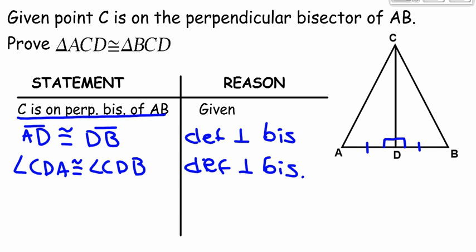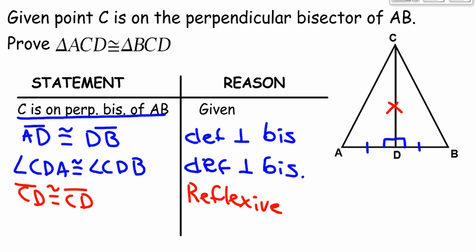All right, and then I've got one of two ways I can go here. I can use the reflexive property, which is going to be my first choice. I always like to use that when I can because it's super easy. So CD is going to be congruent to itself. That's reflexive.